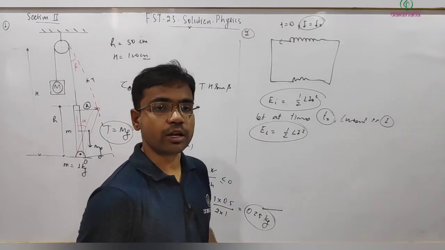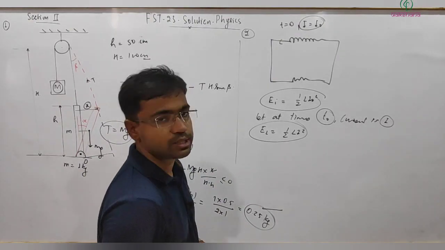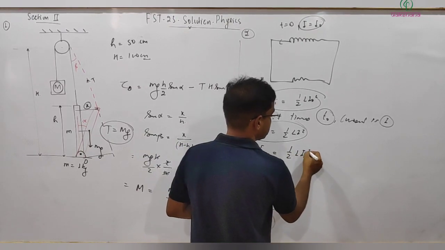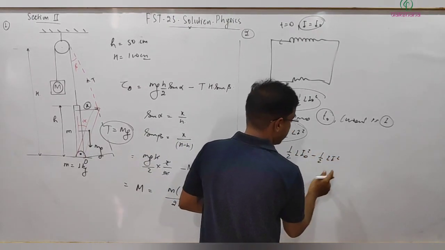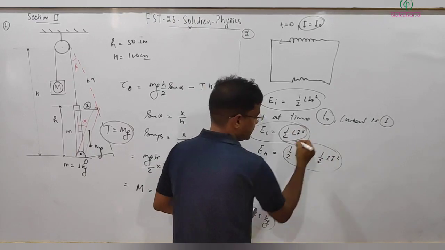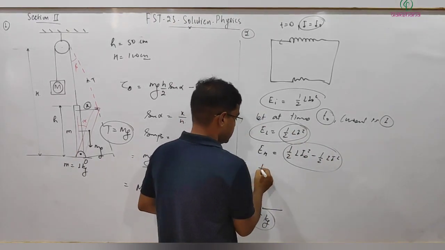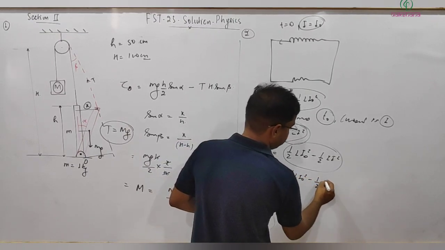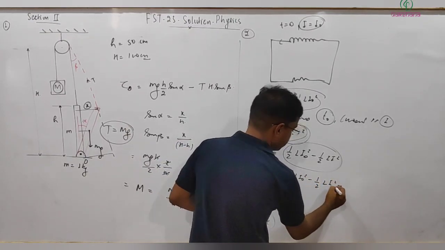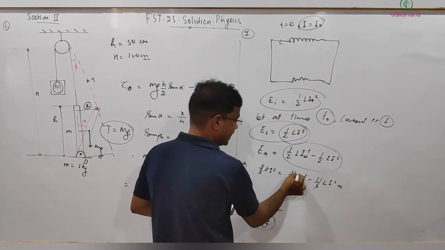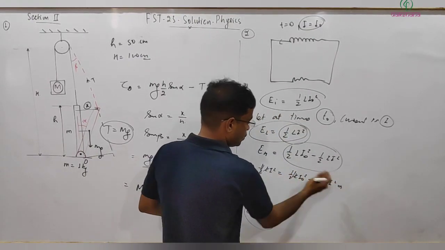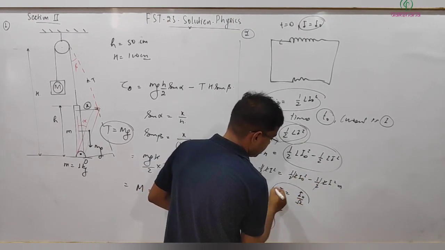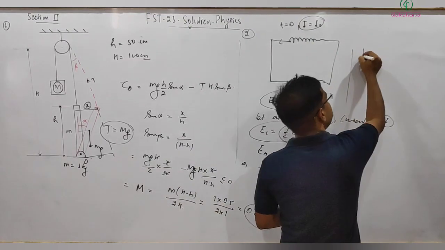How much energy is lost in the form of heat in the resistor? So E heat can be written as half L I naught squared minus half L I squared. Given that the energy stored and the energy lost are equal, half L I squared is equal to half L I naught squared minus half L I squared. This implies half gone, L gone, so 2I squared equals I naught squared, and I is equal to I naught by root 2. And we know for this system I is equal to what?